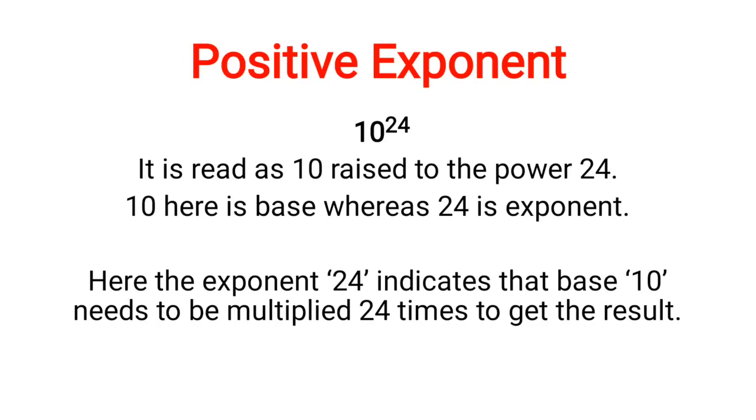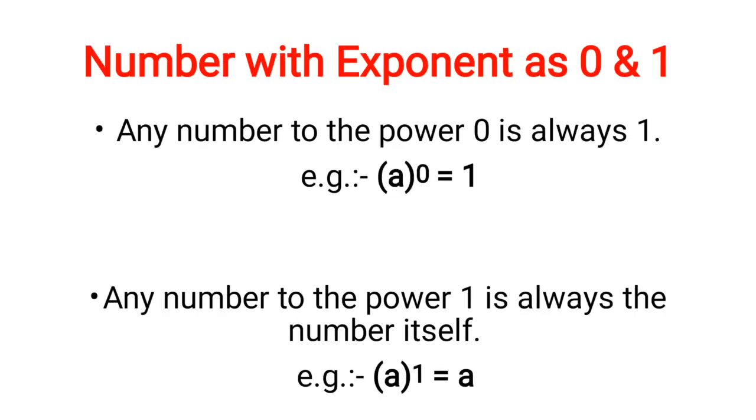Next, we shall learn about a number with exponent 0 and 1. Well, if the number is with an exponent 0, then the result will always be 1. For example, a raised to 0 will be equal to 1. While if the number is with exponent 1, then the result will be the number itself. For example, a raised to 1 will be equal to a.